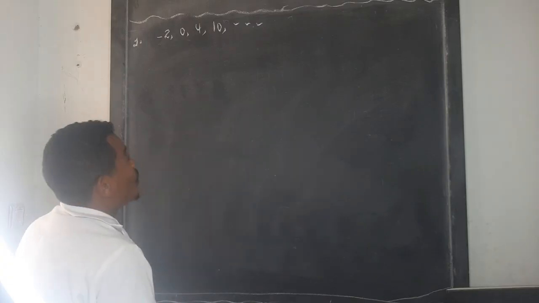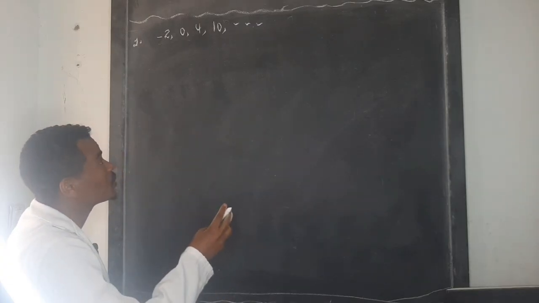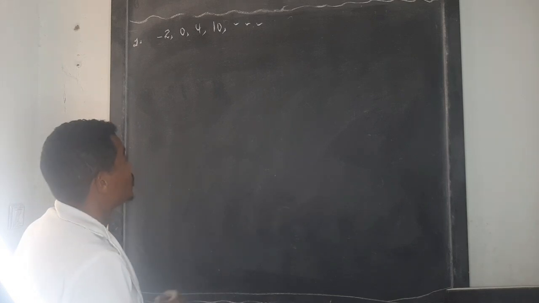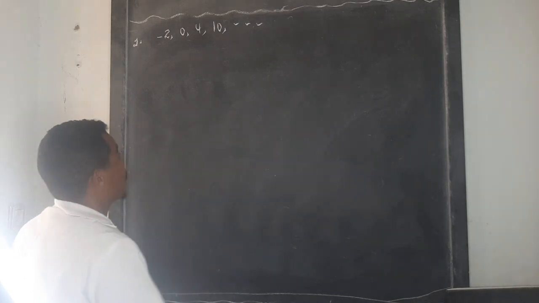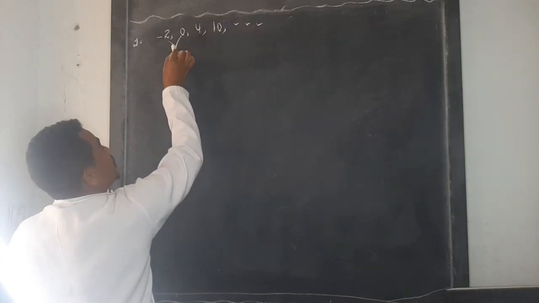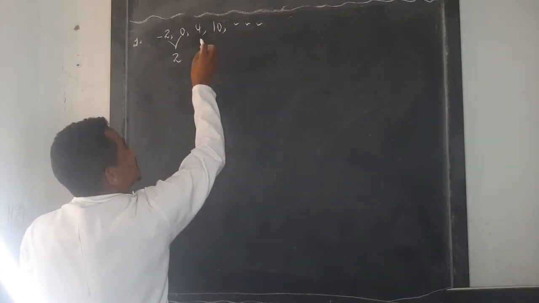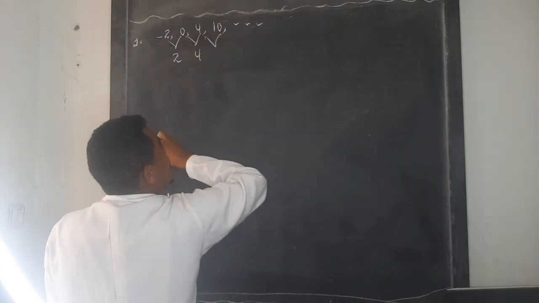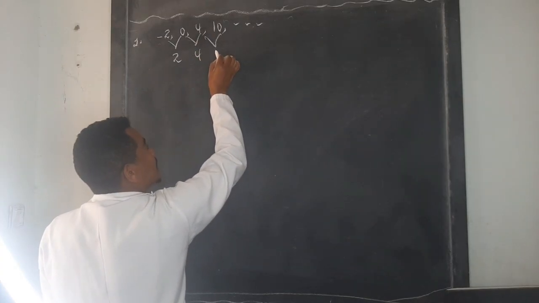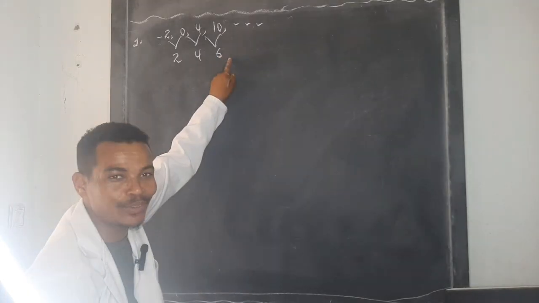Okay, the first step is to decide what kind of sequence it is. Is it a linear sequence, a quadratic sequence, or a cubic sequence? That depends on the difference between two consecutive terms. Here the common difference: 0 minus -2 is 2, 4 minus 0 is 4, and 10 minus 4 is 6. It means the sequence is not a linear sequence.